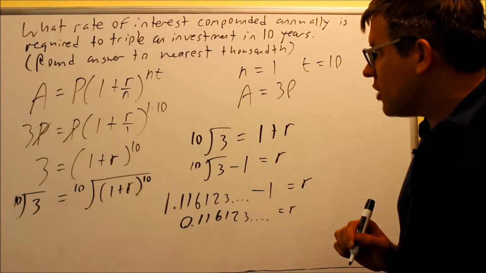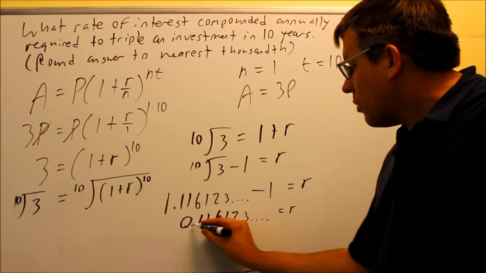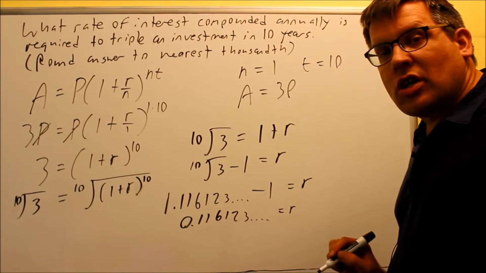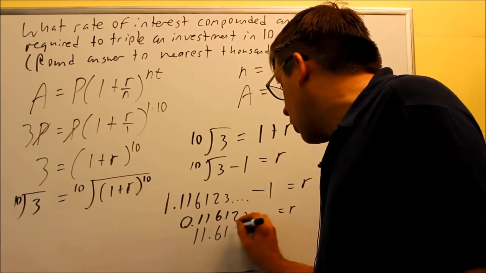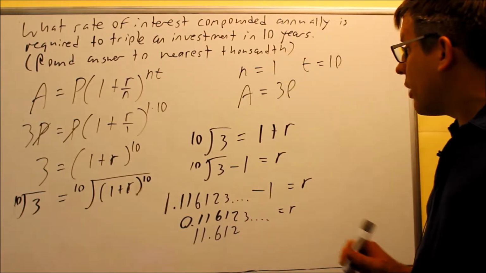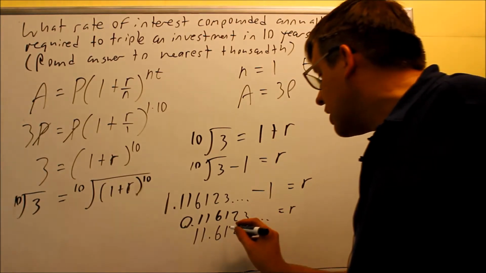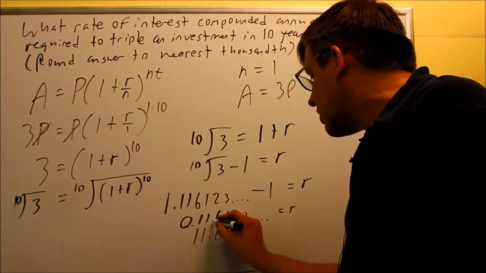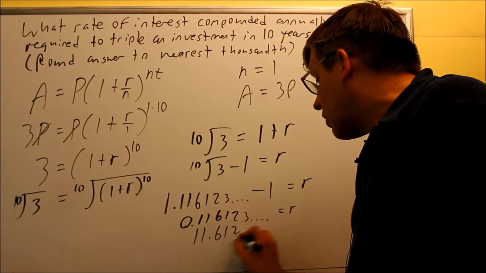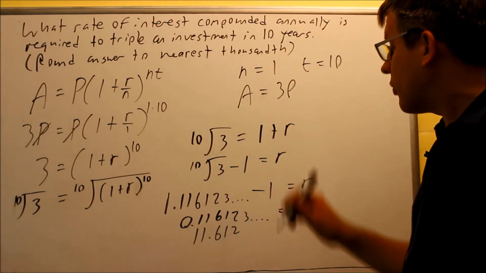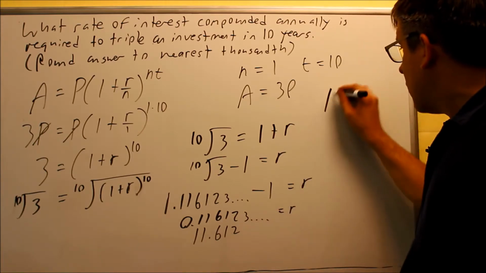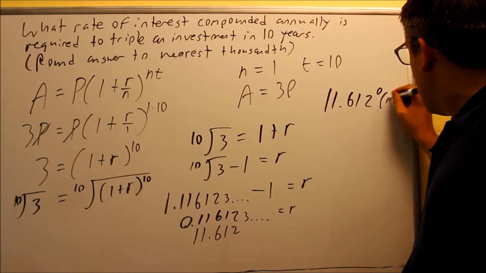When we change it into a percent, we're going to move the decimal place 2 places over, this time to the right. So we're going to have 11.61, and we only need to round it to 3 decimal places because that's what thousandth would be. So moving this over 2 places, you get 11 point, and then you want 3 numbers after the decimal point. So your answer would be 11.612%.